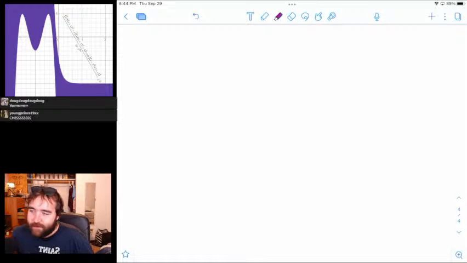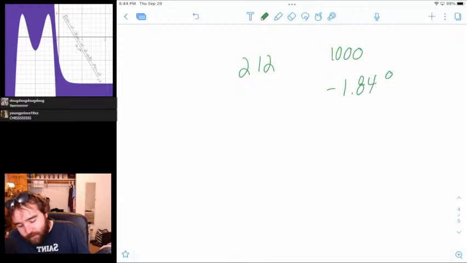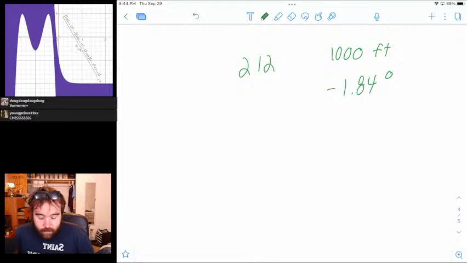So it says the boiling point of water at sea level is 212 degrees Fahrenheit. For every increase of 1,000 feet above sea level, the boiling point of water drops approximately 1.84 degrees Fahrenheit. Which of the following equations gives the approximate boiling point B in Fahrenheit at h feet above sea level? H feet above sea level.